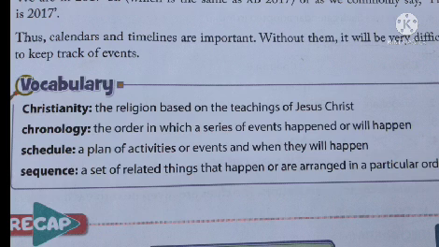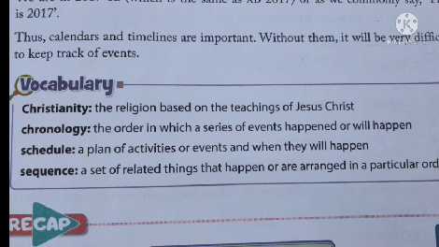Our first word is Christianity, the religion based on the teaching of Jesus Christ. Chronology, as I told you the meaning of chronology. Yes, the order in which a series of events happen or will happen. Schedule, a plan of activities or events and when they will happen. And the last one is sequence, a set of related things that happen or are arranged in a particular order.